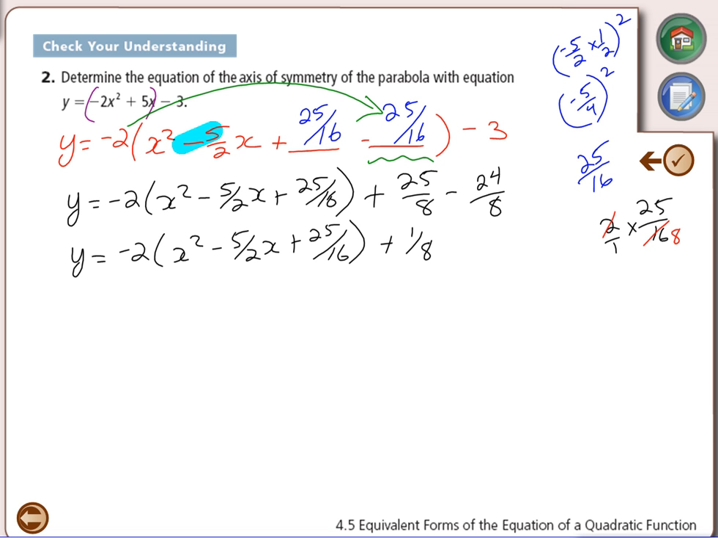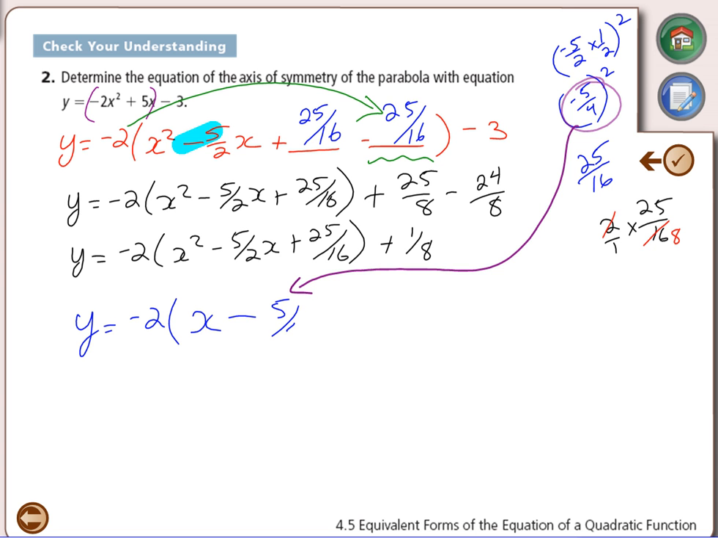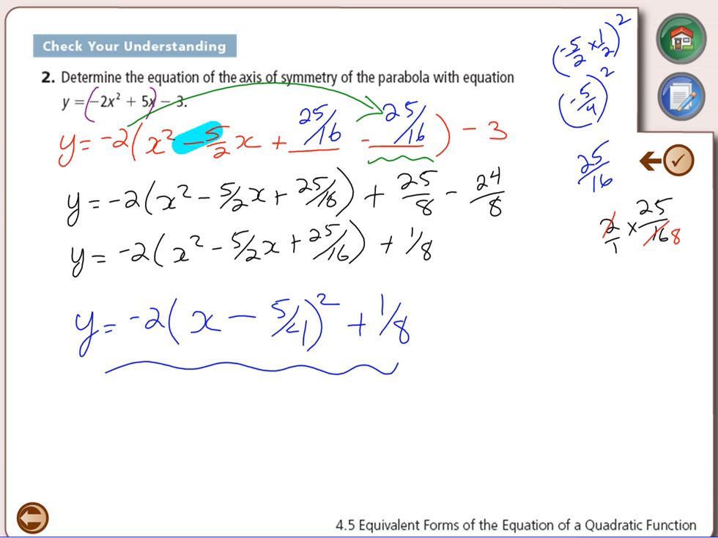Last thing I'm going to do is factor inside the brackets here. Y equals negative 2. I know that's a perfect square trinomial that I made. It's going to be x, same sign, minus, right before you squared it is what's coming in there. Minus 5 over 4 bracket squared plus 1/8. Done deal. We've got the vertex form. We've got completed square form.